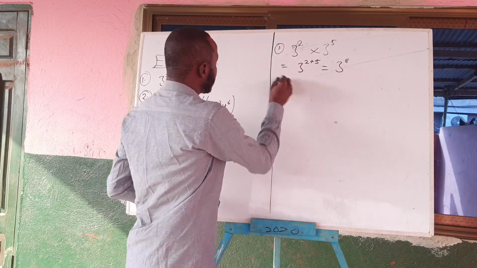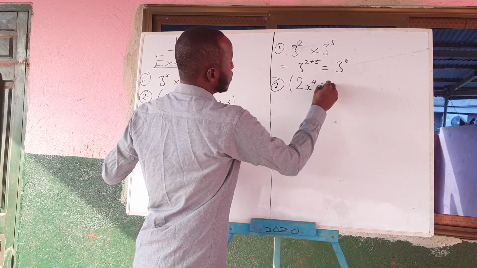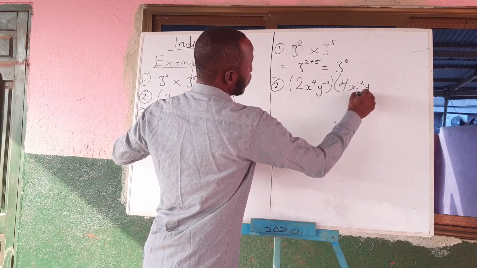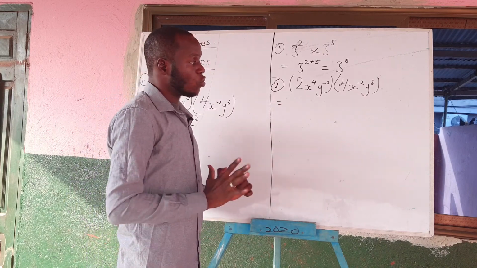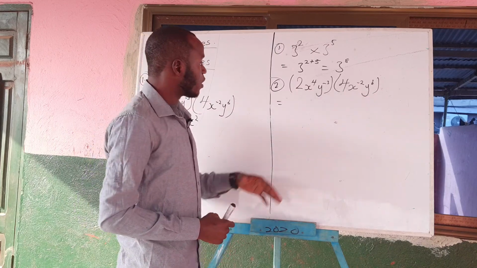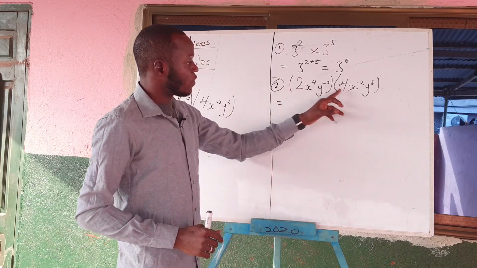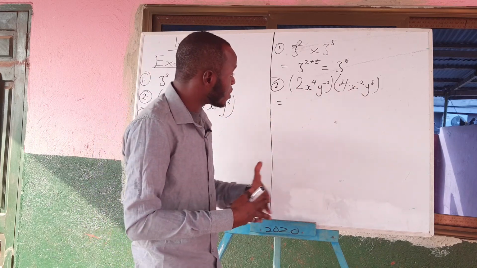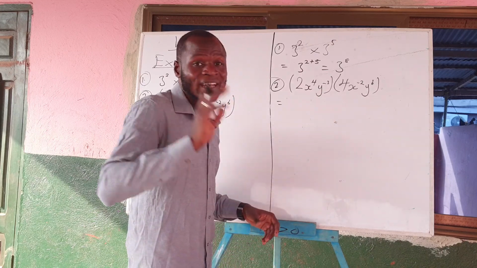Now the next question says that we have 2x to the power 4, y to the power negative 3, multiplying 4x to the power negative 2, y to the power 6. This one has to do with a combination of rules. We have one bracket multiplying the other, and it is more of the first law of indices. They are the same bases, they will multiply, and then you add the powers. We have y here and y here, they will multiply, and you add the exponents or the powers.